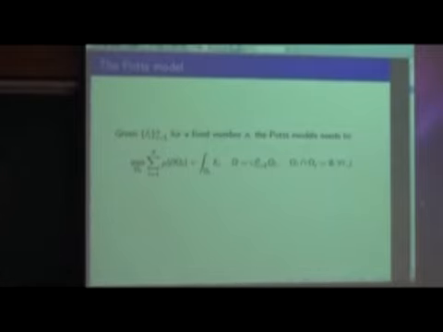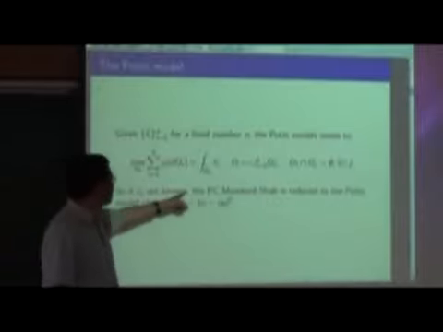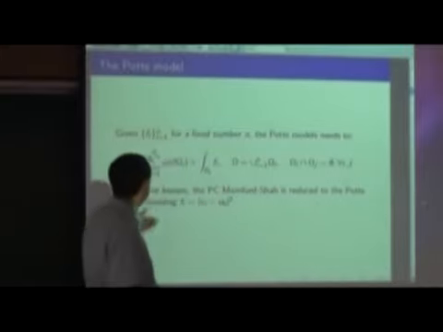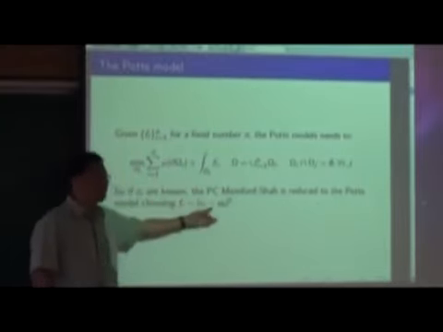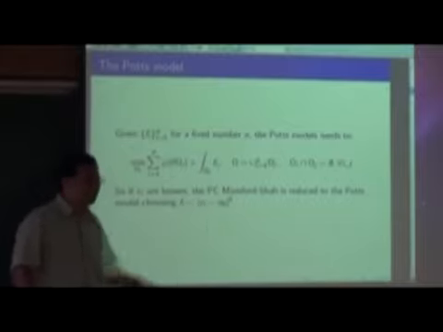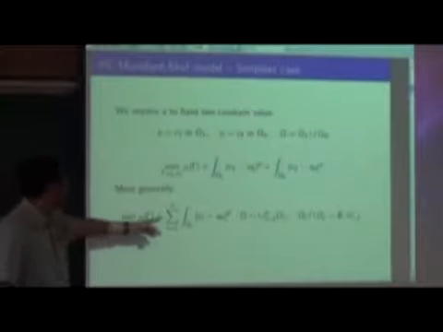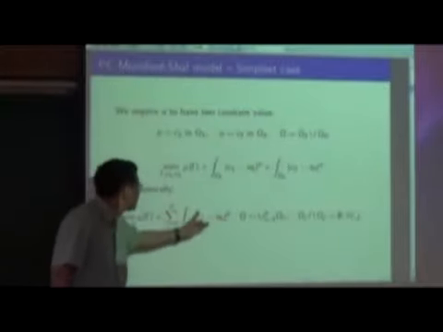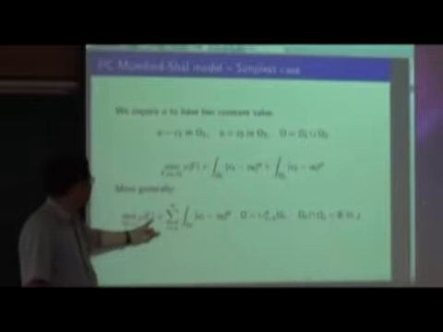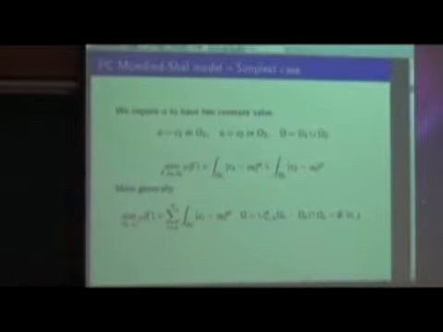And so you can see that if the c_i are known, the piecewise constant Mumford-Shah is reduced to the Potts model if we just define this as f_i. So essentially, we define this as f_i, and this is the length between the interfaces. So this is essentially the Potts model.